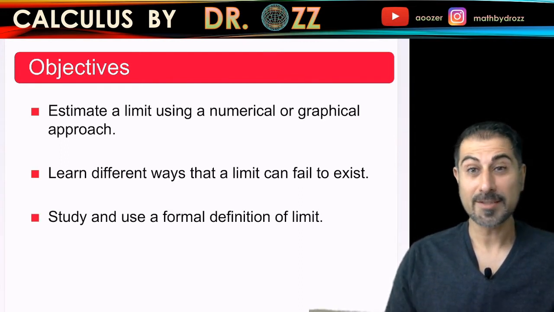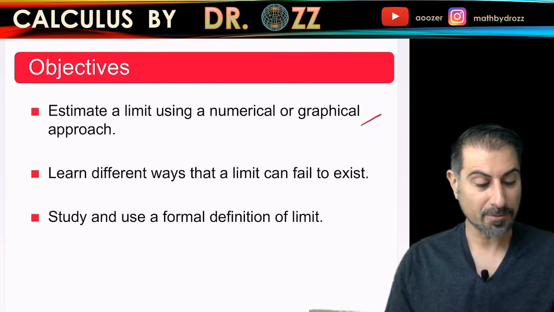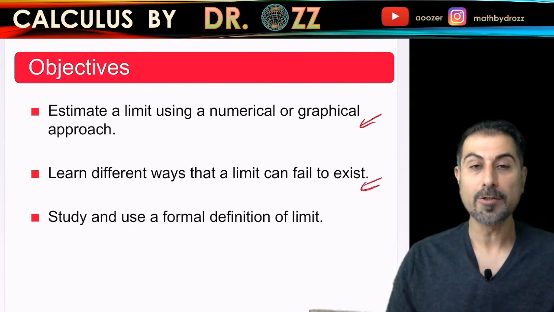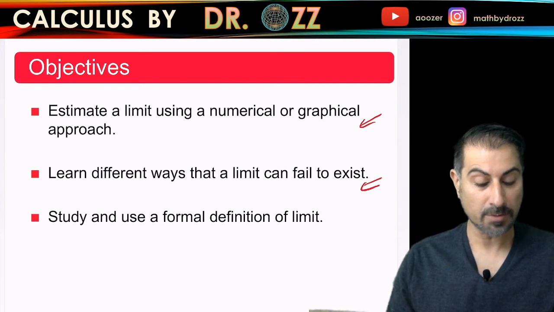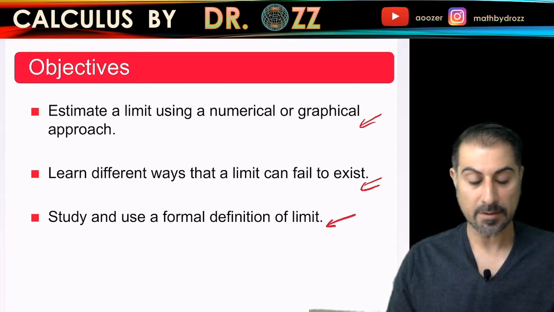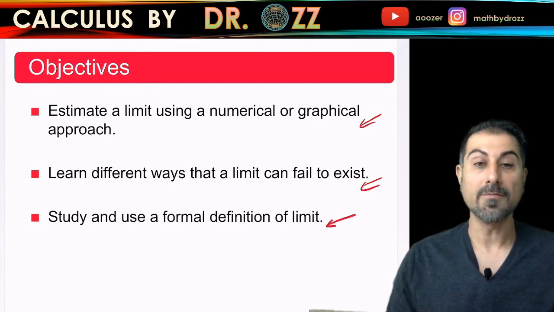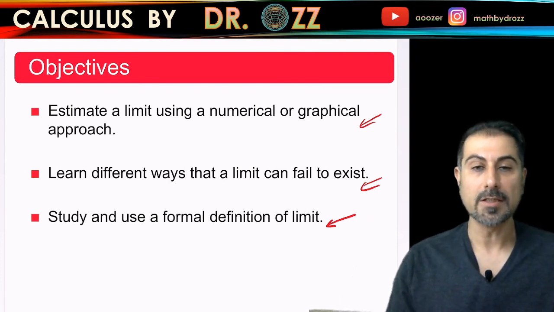For honors sections, in addition to the first two learning objectives, we are going to have another one, which is the study and use of the formal definition of limit. In other words, we call it the epsilon delta definition of limit.